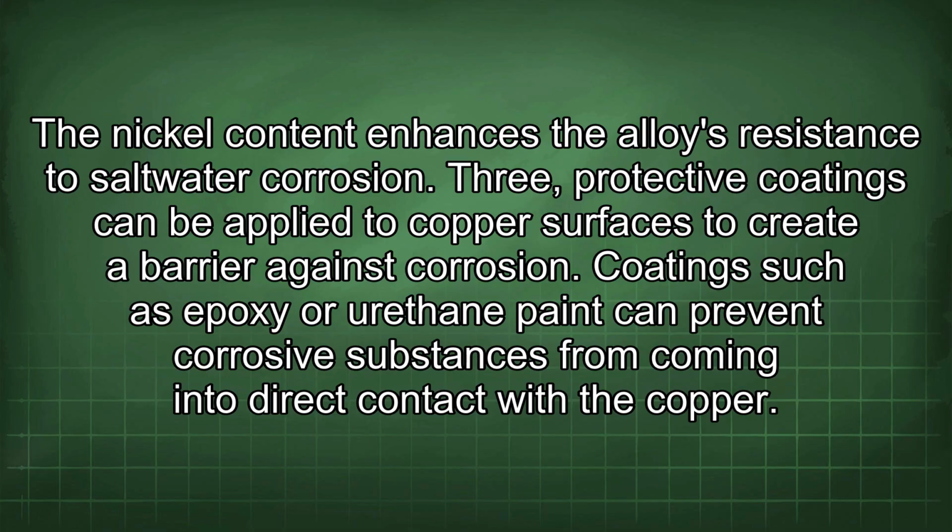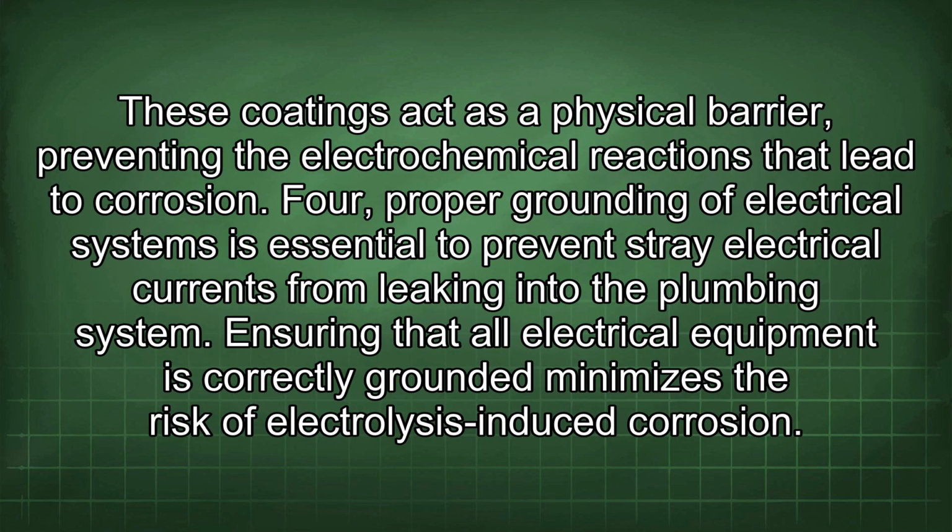3. Protective coatings can be applied to copper surfaces to create a barrier against corrosion. Coatings such as epoxy or urethane paint can prevent corrosive substances from coming into direct contact with the copper. These coatings act as a physical barrier, preventing the electrochemical reactions that lead to corrosion.